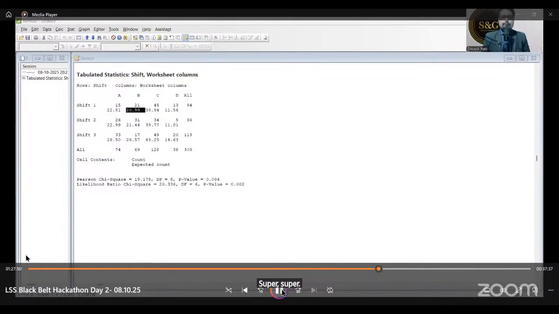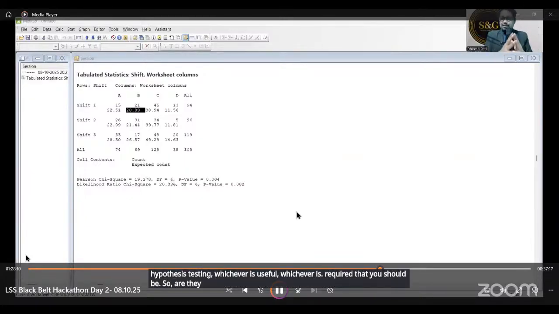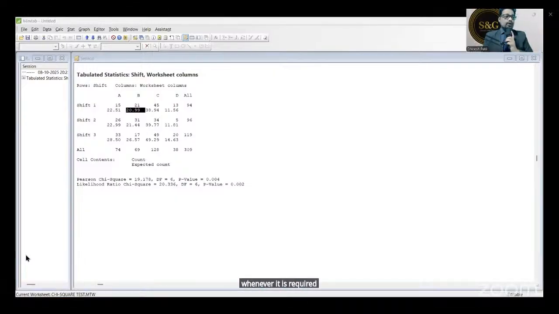So it requires a little bit of practice. If you are doing it the first time, it seems to be a little overwhelming. We are just revising the content of the black belt quickly. There are multiple hypothesis tests; use whichever is required. So are we using all these hypothesis tests every time? The answer is no. Whenever it is required, you have to use it.